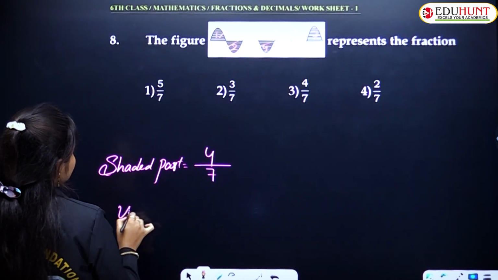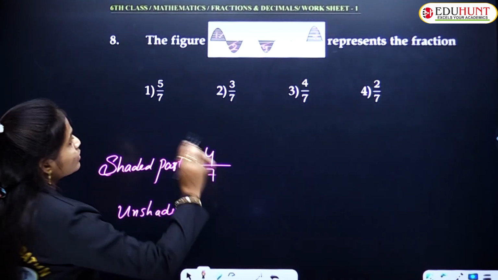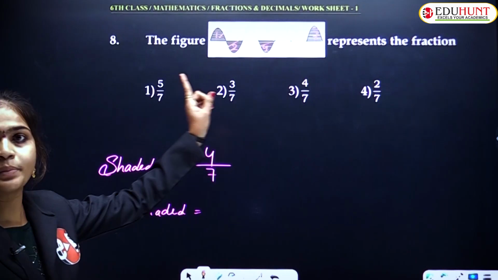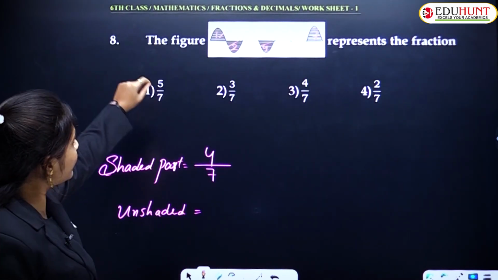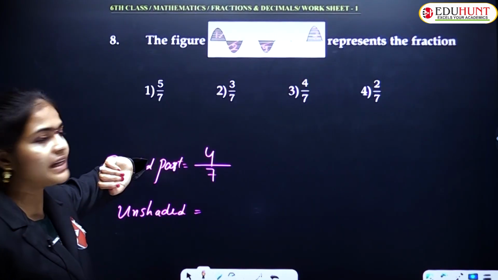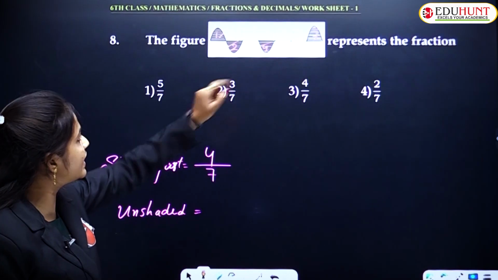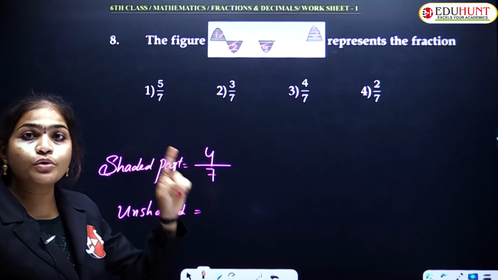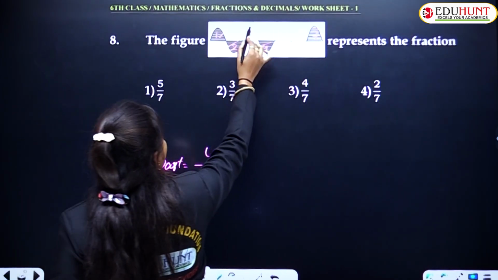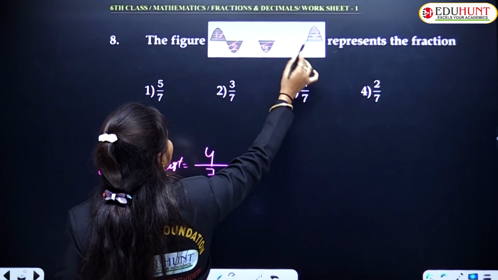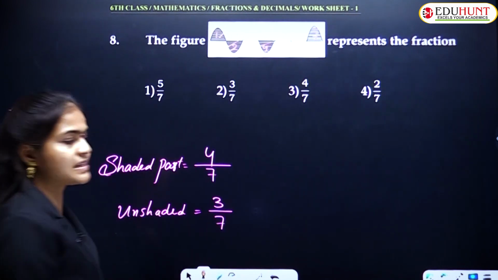The figure represents the fraction for that shaded part, or the unshaded part. Why? Because here they didn't mention whether it is the shaded part or the unshaded part. So that's why they only asked that the figure represents the fraction. For the shaded part, how many parts are shaded? 4 parts are shaded out of 7 parts. So 4 by 7. Unshaded parts: 1, 2, 3. 3 parts are unshaded out of 7 parts.